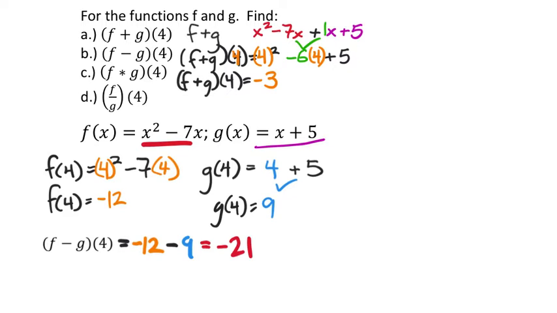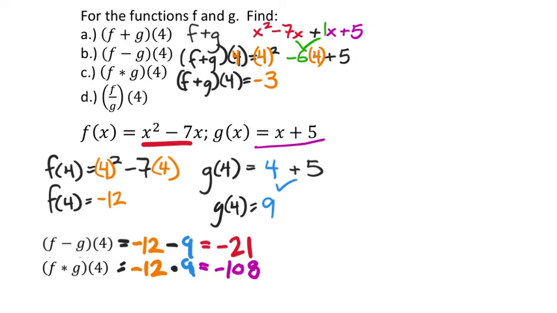So next up, we got f times g of 4. Again, we do have pretty much the same values throughout, right? It's just the operation that is going to change. So that's going to be negative 12, that's the f of 4, and then the g of 4, which was 9, but the operation is now changed to multiplication. So this one should be negative 108.